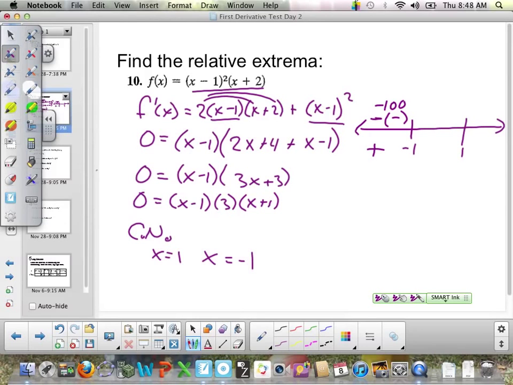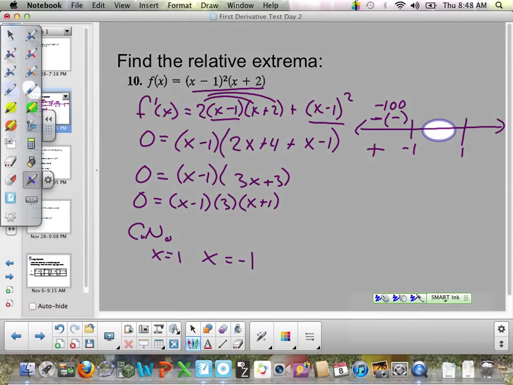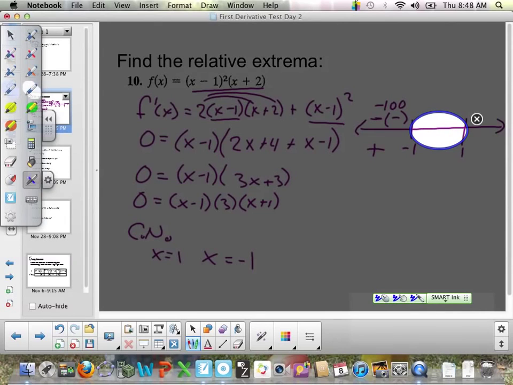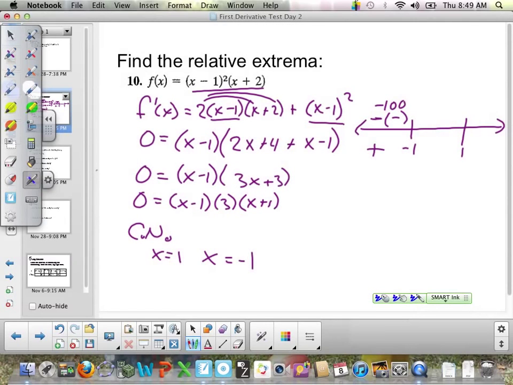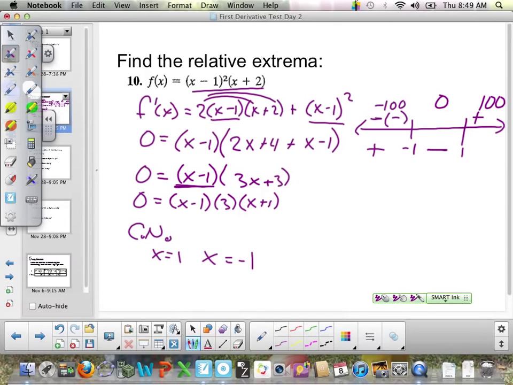For my interval from negative 1 to 1, the easiest number to pick there is 0. So I'll plug in 0, effectively canceling off the x's. That gives me negative 1 and that gives me 3. Negative 1 times 3 is negative 3, which is negative. And I'll check my last interval. Let's pick 100 there. Substituting 100 into x minus 1 gets me 99, which is positive. Substituting 100 into 3x plus 3, I get 303, which is positive. A positive times a positive is a positive.